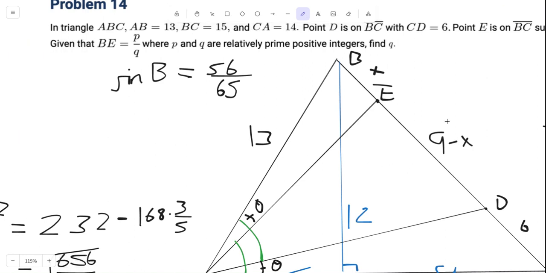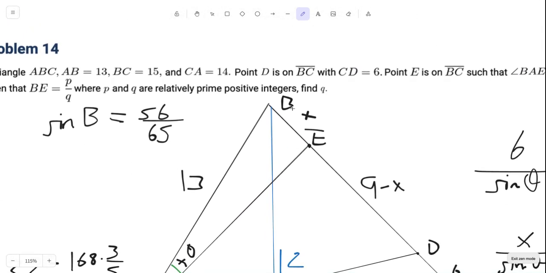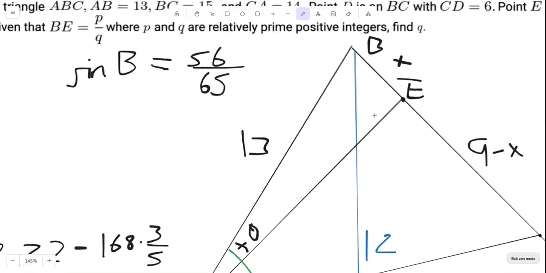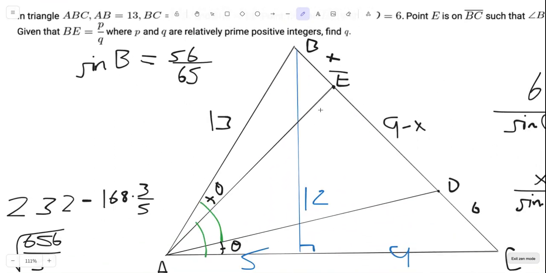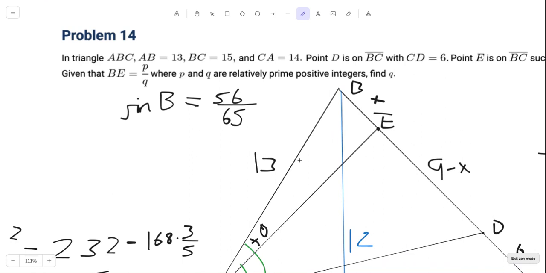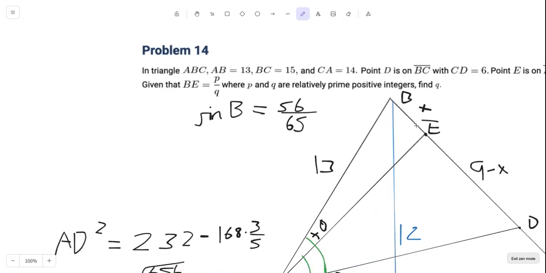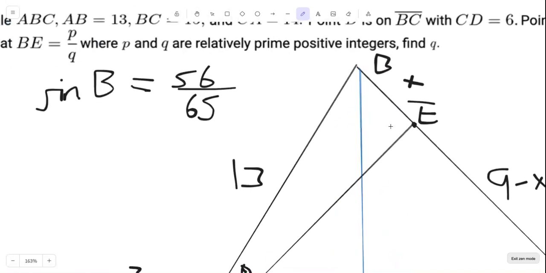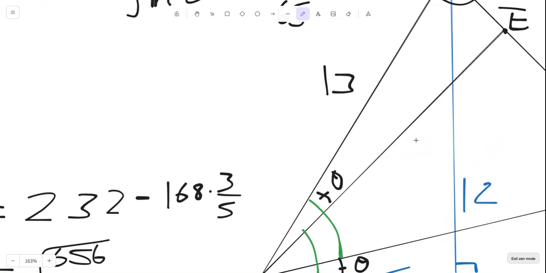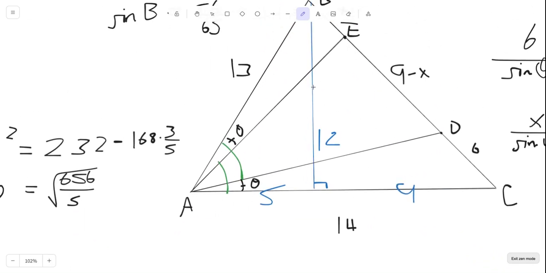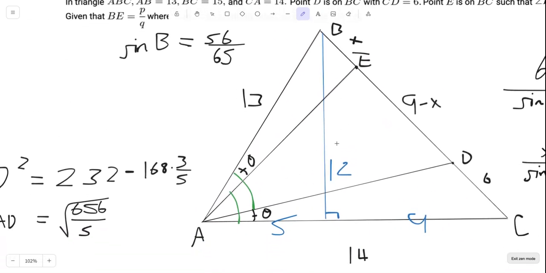We haven't used the fact that this side is 9 minus x, but we have used the fact that it's a 13, 14, 15 triangle. So maybe we can directly solve for x by finding something about this angle. And notice, since the sine of an angle is the sine of 180 degrees minus that angle, the sine of BEA is the sine of the sum of angle B and theta.